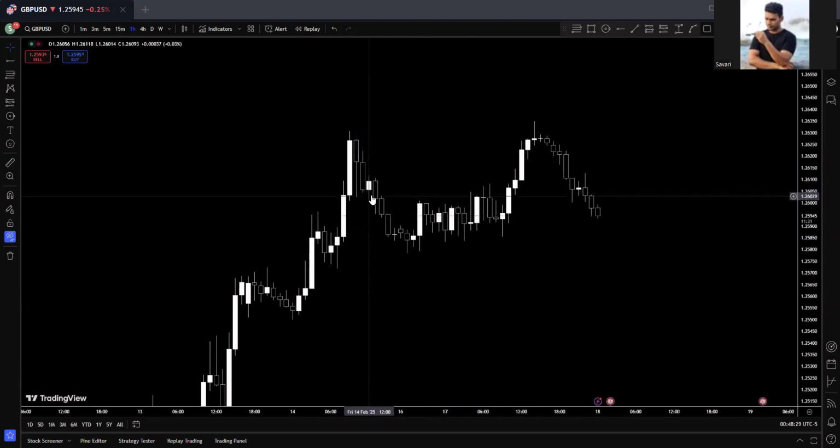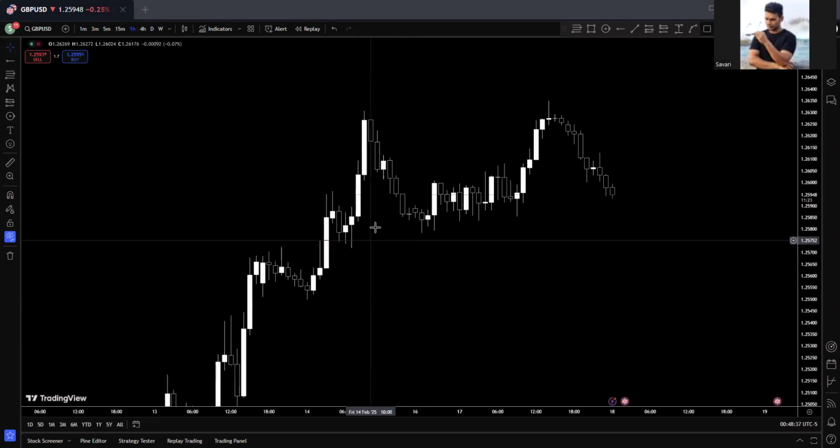This is a structure shift in 15 minutes. It's not actually a structure shift. It might be a structure shift in 5 minutes, in 1 minute, 3 minutes, but not an actual structure shift in 15 minutes.